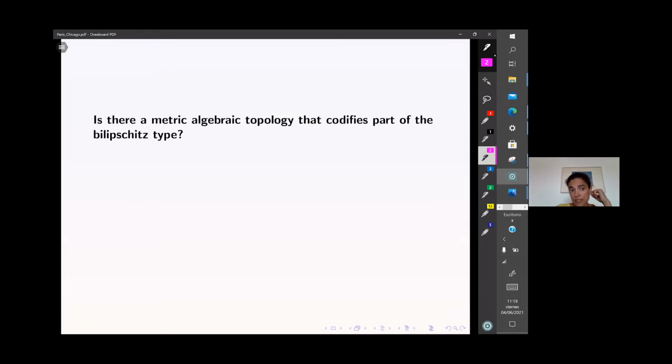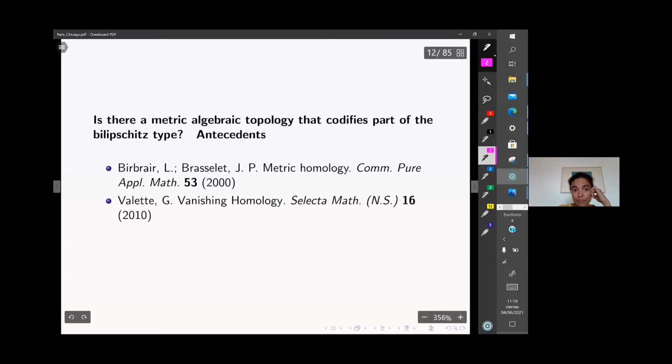The question that guides us is to find a metric algebraic topology that codifies part of the Bilipschitz type. There were two previous theories by William Brasselet and another one by Valette that were closer maybe to intersection homology than ours. That follows closer the Poincaré approach.